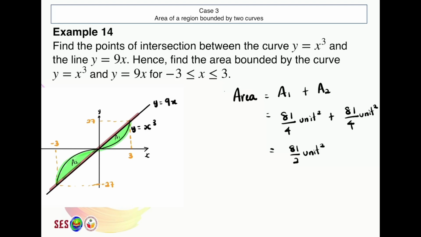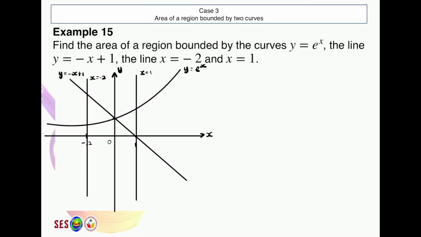So this will be your final answer. Now we're going to take a look at example 15. The question asks us to find the area of the region bounded by the curves y equals e power x, the line y equals minus x plus 1, the line x equals minus 2, and x equals 1.